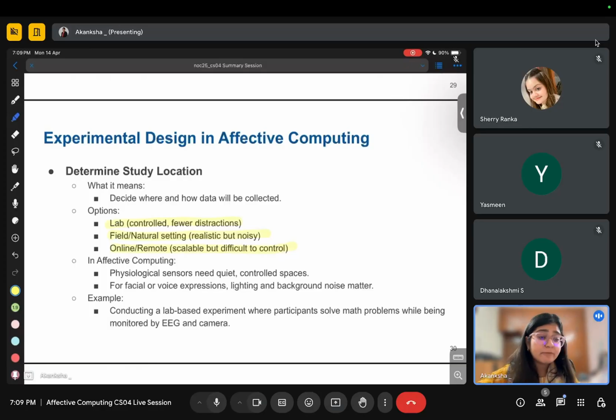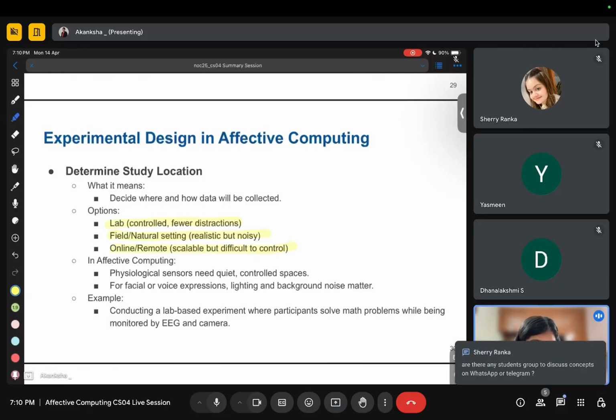For facial and voice expressions, let's say I want to capture my facial expression. So if lighting is not good, the system is not going to work. So मुझे इस चीज़ का ध्यान रखना होगा कि lighting should always be good, ठीक है, in order to capture good training data. So these factors will determine.